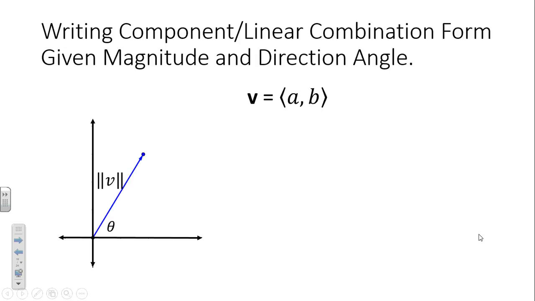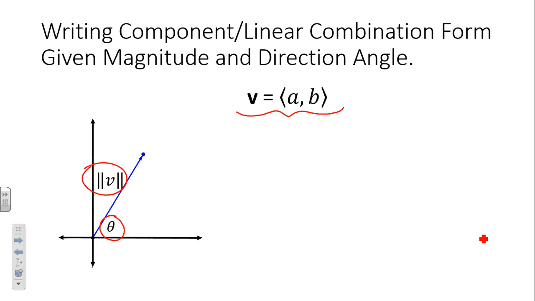So first of all, we want to be able to write the component or linear combination form if we're given a magnitude and a direction angle. So that's our first thought. We are given a magnitude and a direction angle, and we want to be able to decide what this vector v is going to be. Okay, so let's put some numbers with this to understand where this is coming from.